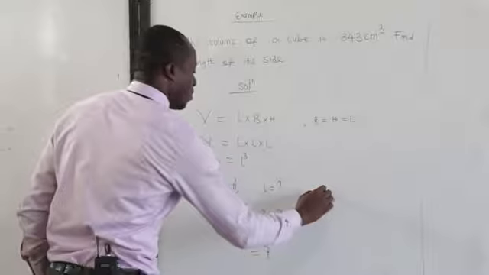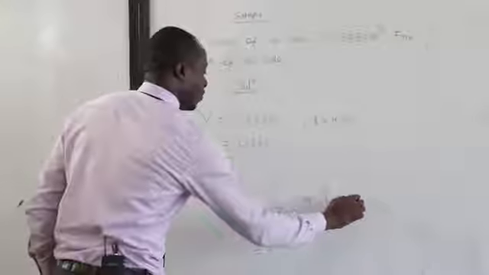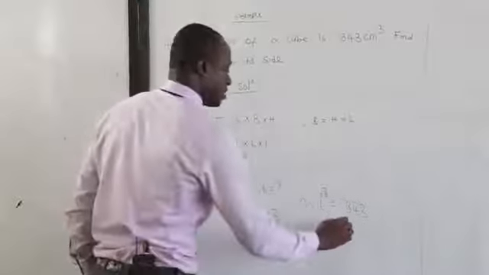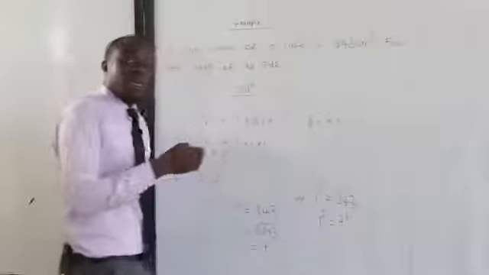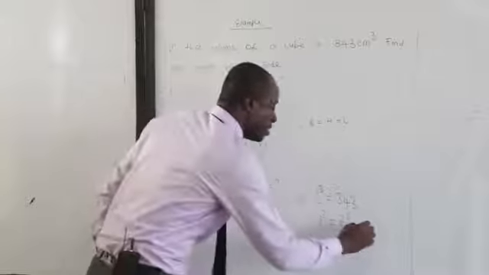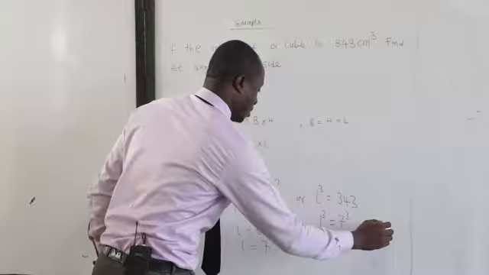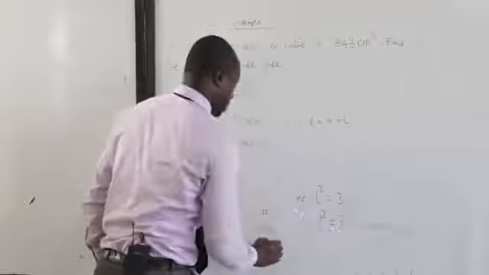Or we have L to the power 3 equal to 343. Now 343 can be expressed as 7 to the power 3. Because the exponents are the same, we equate the base. This implies L equal to 7. So that is 7 centimeters.